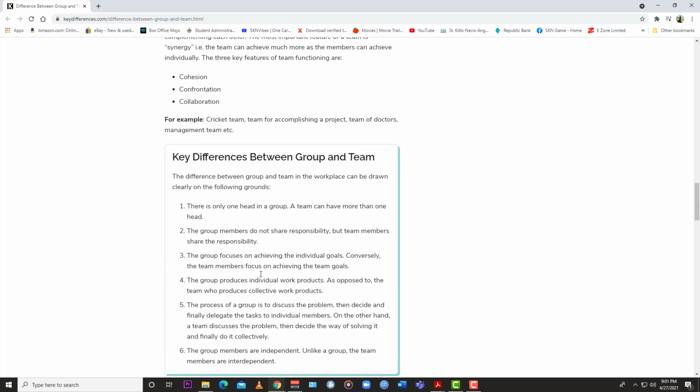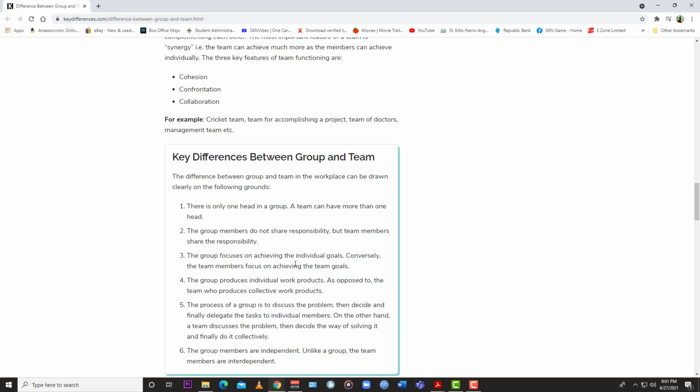Let's look at some others. There's only one head in a group. A team can have more than one head. The group members do not share responsibility, but the members of a team share responsibility, as I just outlined. In a group, everybody is responsible for their part, whereas in a team, everybody shares responsibility. So if one person fails, all fail. And so that's one key distinction right there.